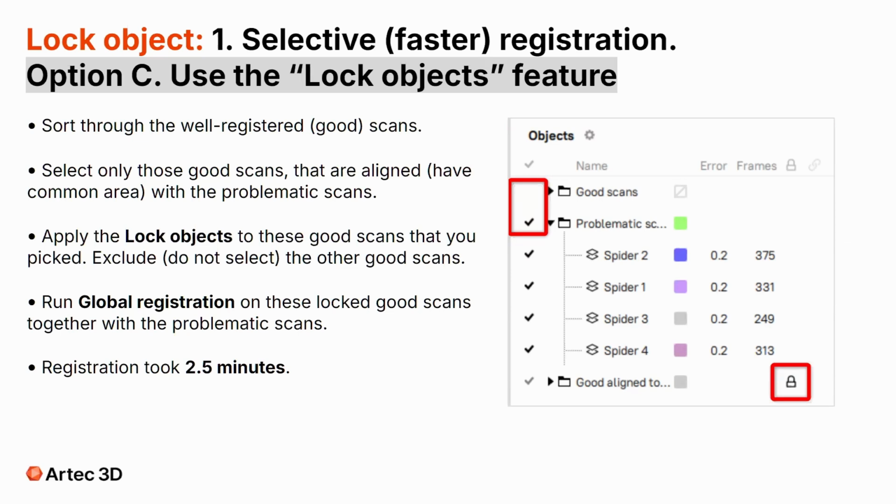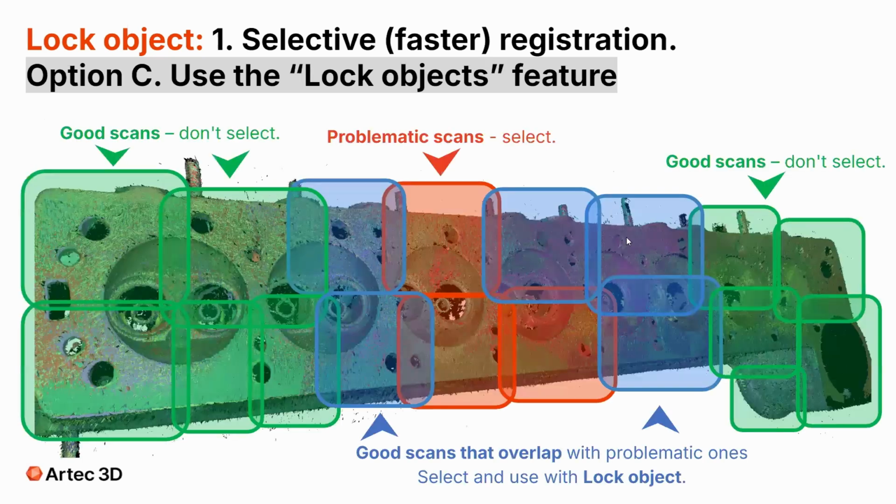On the next slide, I will demonstrate once more exactly which scans to select for this process and which ones you should leave untouched. So let's imagine these are the most problematic scans, right? So to make option C as clear as possible, let's look at the selection map.